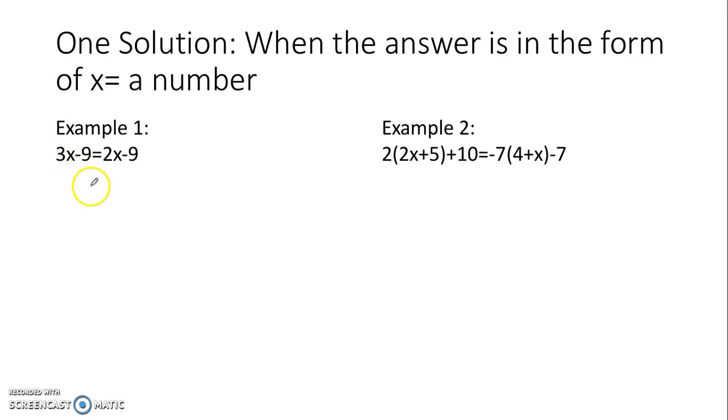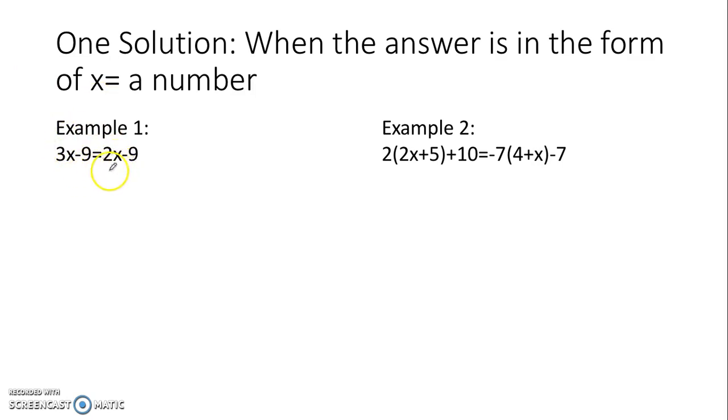Our first step is to distribute if needed. Well, in this case, we don't need to distribute. Step 2, combine like terms. Once again, in this case, we don't need to combine like terms, so we are going to be skipping that step. Step 3, get the variables and the constants on one side.